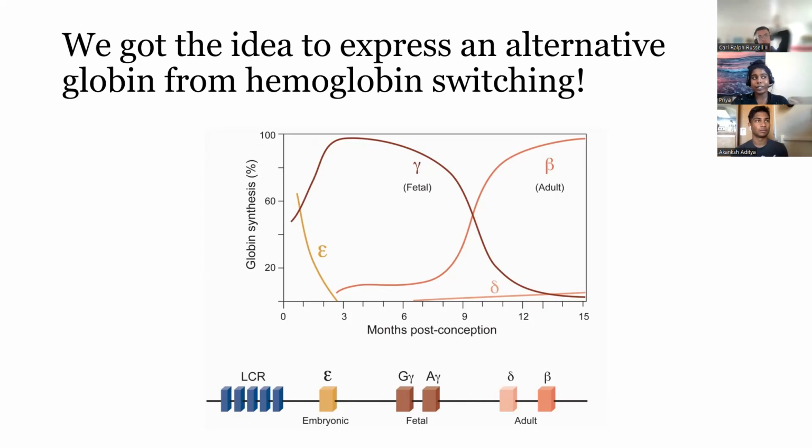So it essentially shows that if we're able to express some alternative globin that doesn't have the mutation, then we can cure sickle cell disease. This principle is called hemoglobin switching, where the switch happens within the first year of when a baby's born. But we got this idea of expressing an alternative globin from seeing this in babies.